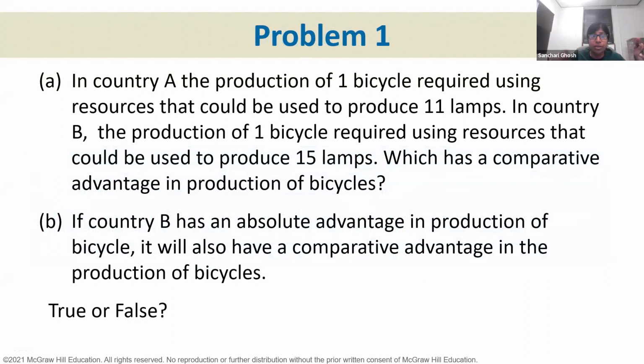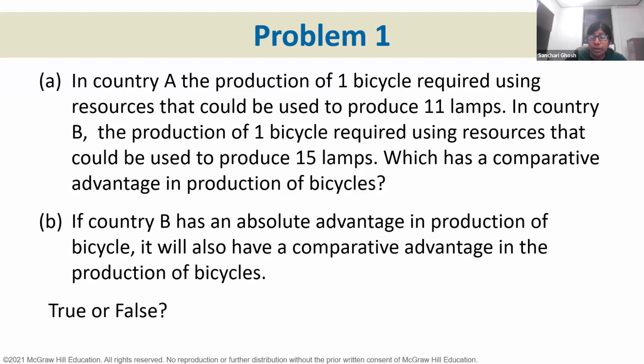So 1:11. Whereas in country B, the production of one bicycle required using resources that could be used to produce 15 lamps. So country B has to sacrifice 15 lamps. Country A has to sacrifice 11 lamps in order to produce one bicycle. So obviously, who has a comparative advantage? Country A. I'm not writing this down. Country A has to sacrifice less.